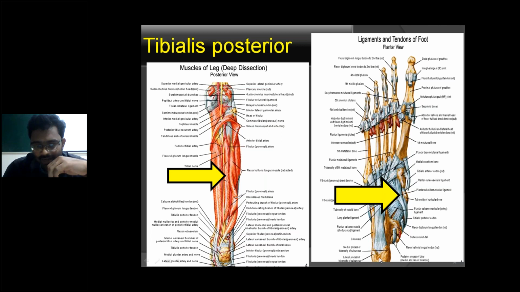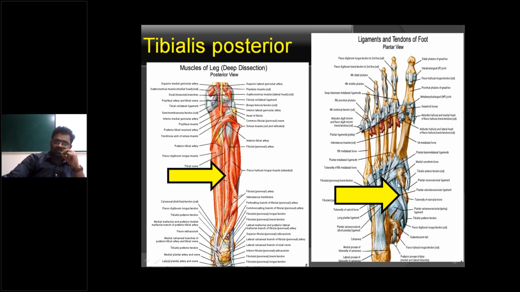So this is the long plantar ligament and this is the tendon of tibialis posterior. This is the tuberosity of the navicular bone. So mainly tibialis posterior is inserted to the tuberosity of the navicular bone. After insertion, it divides into fibrous bands. These fibrous bands are inserted to all the tarsals and metatarsals except the talus bone and the fifth metatarsal.